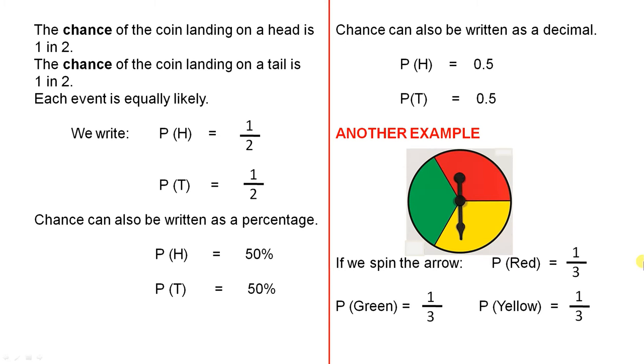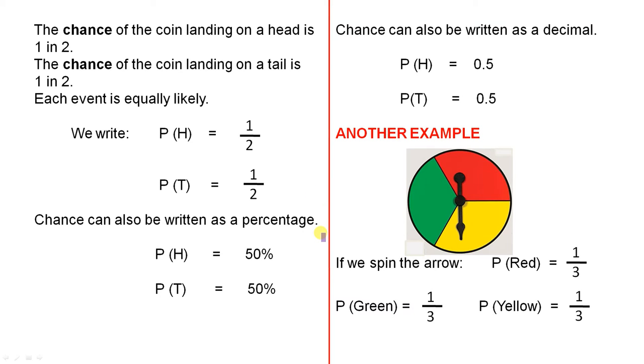The chance of a coin landing on a head is 1 in 2. The chance of a coin landing on a tail is 1 in 2. Each event is equally likely, and this is how we write it. P(H) equals a half. That is, the probability that a head will show up equals a half. The probability that a tail will show up equals a half.